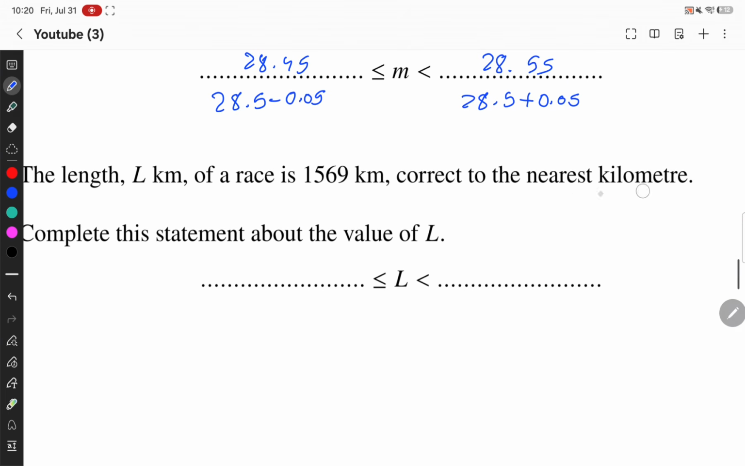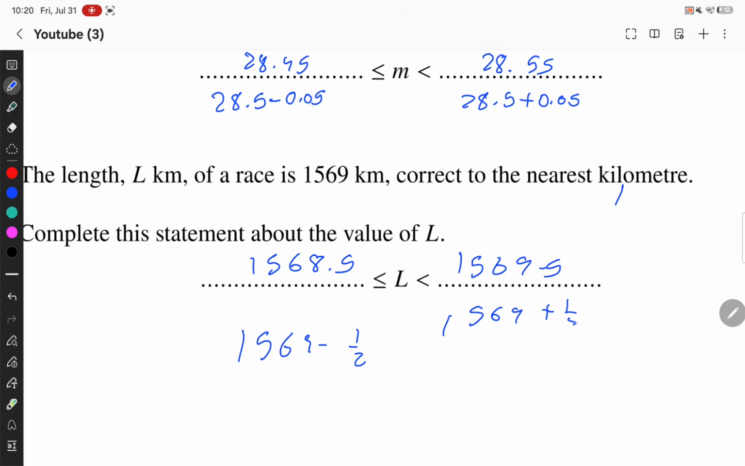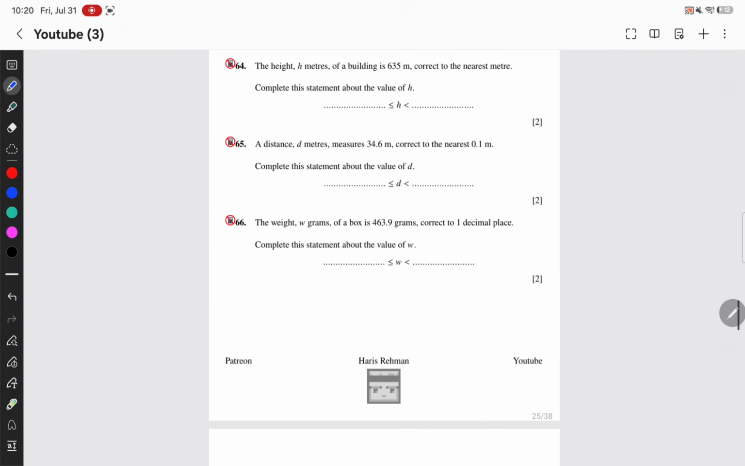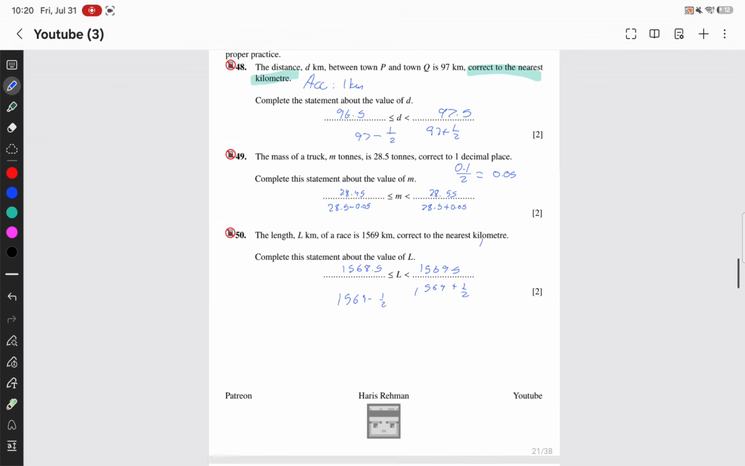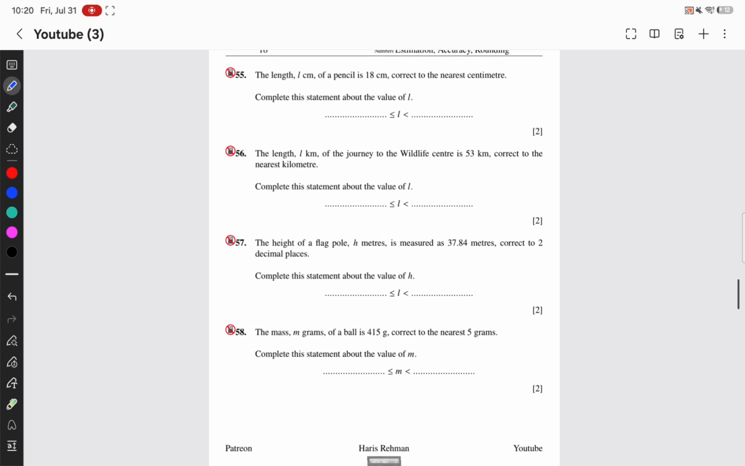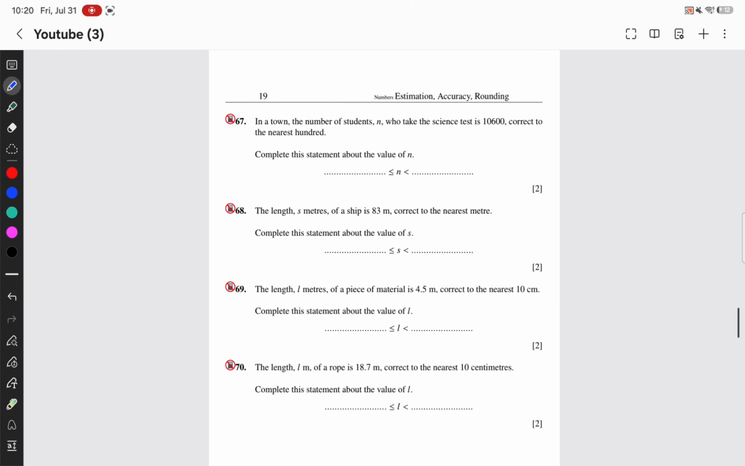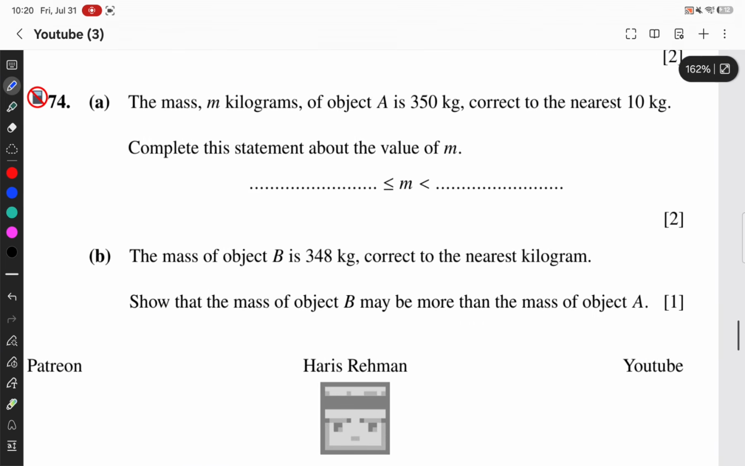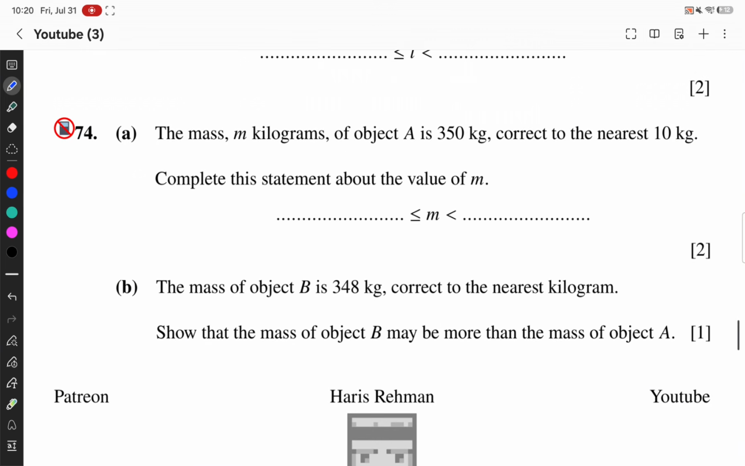Correct to the nearest kilometer, meaning 1. So 1569 minus a half is 1568.5, and 1569 plus a half is 1569.5, and so on. I hope you can do the remaining exercises that I have assigned to you. It's pretty repetitive, so I do not mind if you do fewer of them. I hope you can do this.